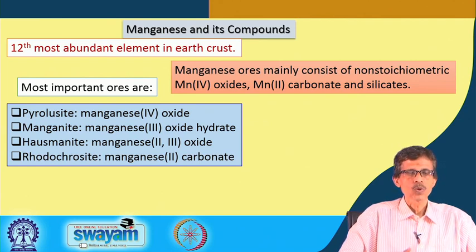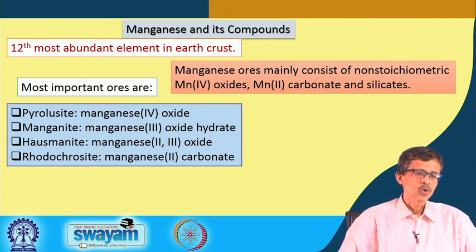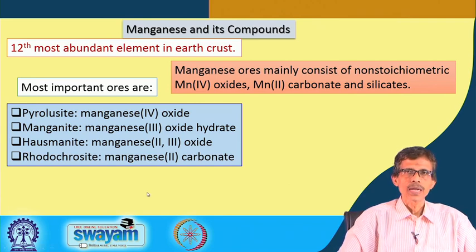So, they are basically mostly the manganese type of mixed oxide, where both the oxidation states can be available in different stoichiometry of manganese 2 plus and manganese 3 plus. Then rhodochrosite is typically the manganese 2 carbonate.